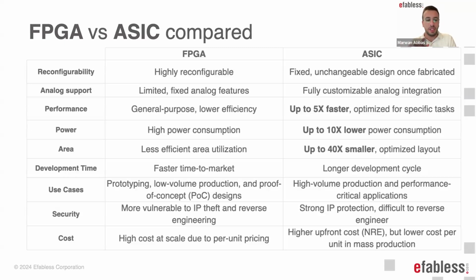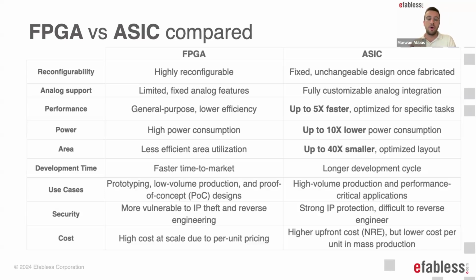Also, since FPGAs are built for general purpose applications, they really suffer from overhead in terms of performance. ASICs are up to 5 times faster, 10 times lower in power consumption, and can be up to 40 times smaller. Also, FPGAs do have a faster time to market since they don't require fabrication and you can program and test them instantly, while ASICs have a longer development cycle as they require validation, fabrication, and packaging before you can use them.